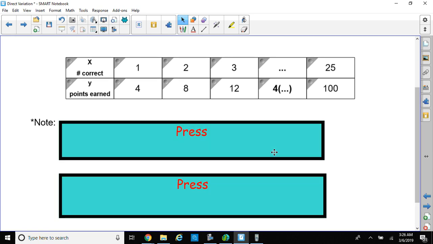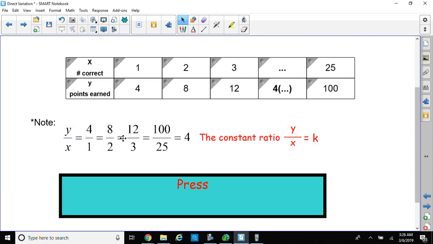So let's see some notes on the table. I want you to notice the fractions. The y, points earned, over the x, number correct. 4 over 1, that gives you the 4 value of the points for each question, because that was our number we multiplied 1 by to get the points earned, or the number 2 by to get the points earned. So we multiply each one, and this one I like really well. Whatever these dots were, we multiplied that by 4 times that amount. So that 4 was our constant ratio.